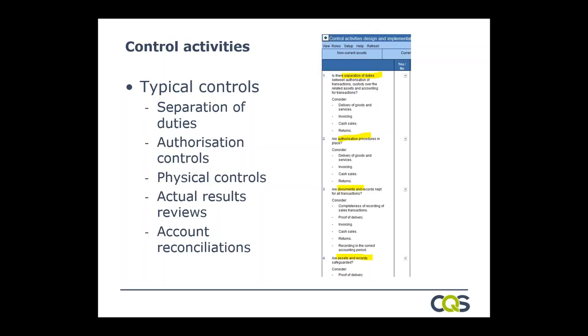Typical control activities. For any section in the file, you're going to have to look at, is there separation, who authorizes the activities, are there physical controls, basically physical controls over the assets involved in that part of the system, or the documentation involved, are there physical controls over them, lock and key. And then the last two to do with monitoring. Do they review the results and compare it to what was planned?